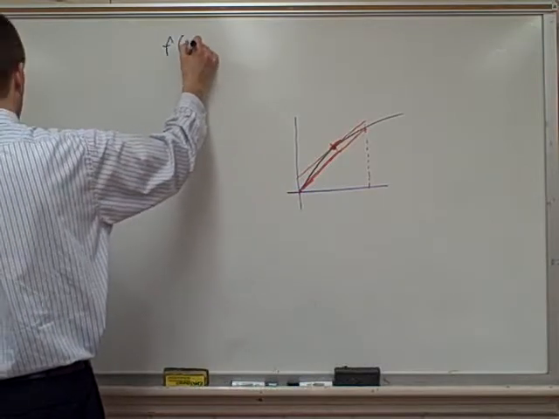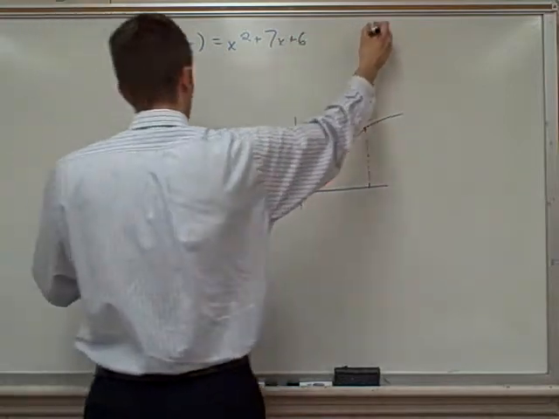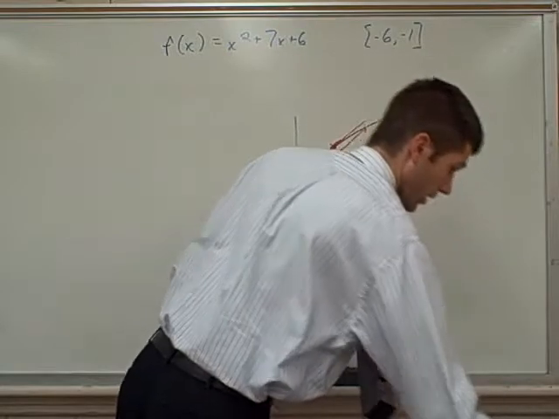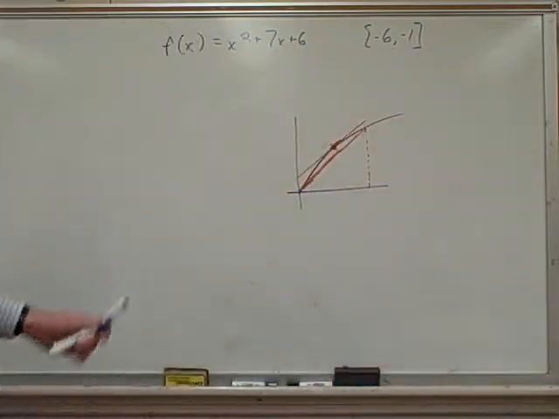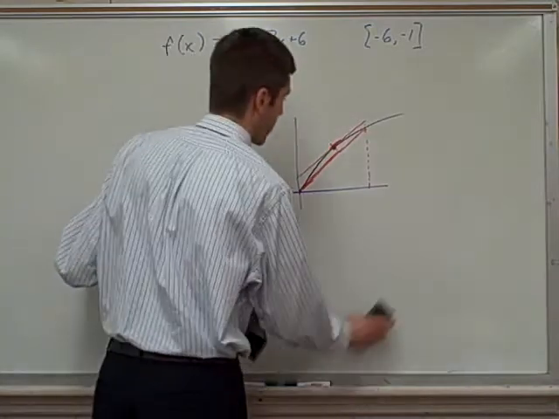Here's the function, x squared plus 7x plus 6, and it's on the interval from -6 to -1. Now, I hope your Algebra 2 skills are kicking in a little bit right now, and you're looking at that and saying to yourself, wait a minute, those are the zeros. Yes, they are.